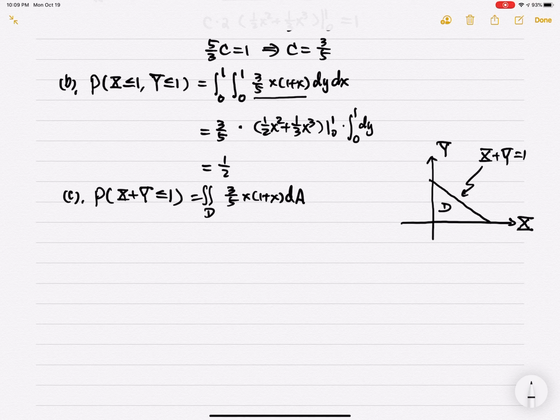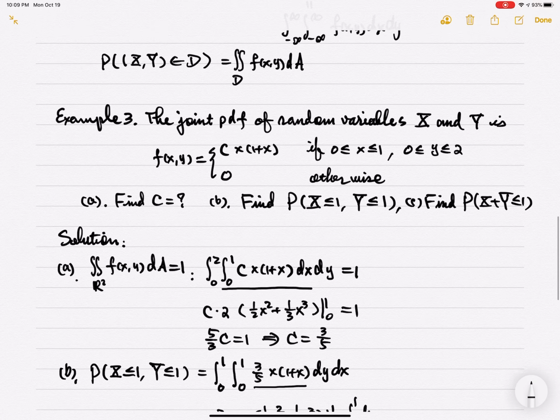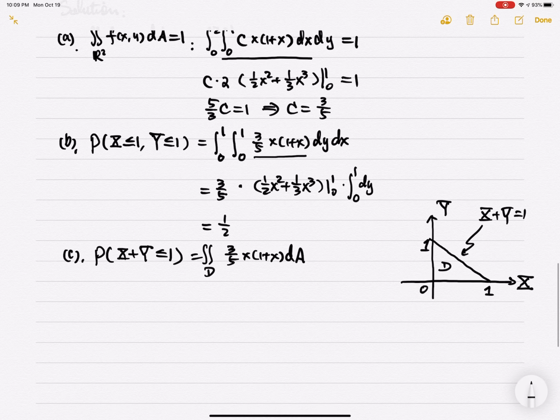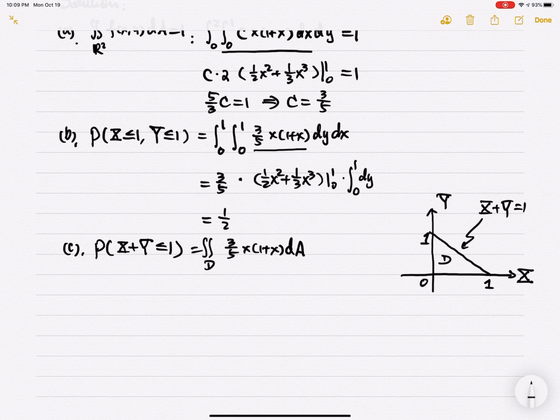Well, you say, how to know? Well, you see, this is from 0 to 1, and this is from 0 to 1. That's completely inside the rectangle from 0 to 1, 0 to 2. That's a rectangle. x changes from 0 to 1, y changes from 0 to 2. This triangle is completely inside that. Inside that, of course, we use this integrand, outside is 0.